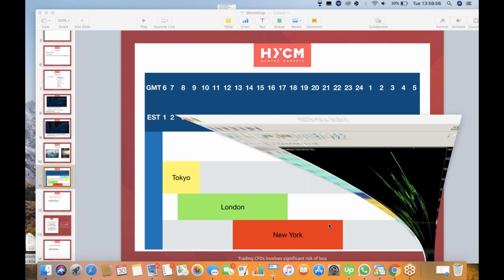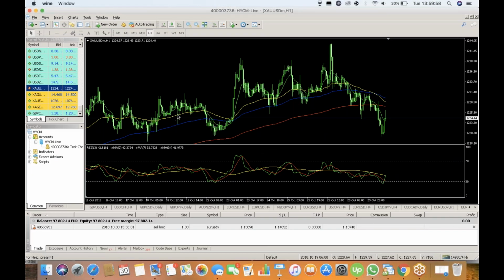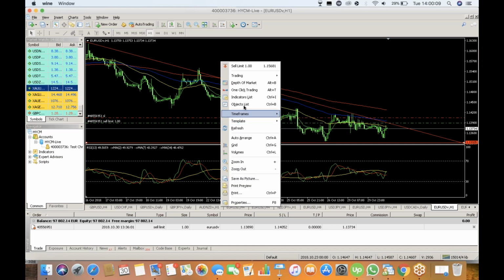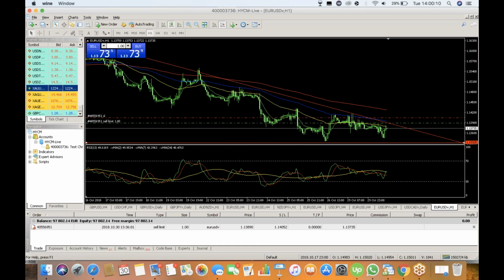So let's have a look here. Let's go back to this here. Go to one-click order. That's the bid and the ask price there. So you see that difference between 72.8 and 73.5. So that's 0.7 of a point, the cost of doing business.